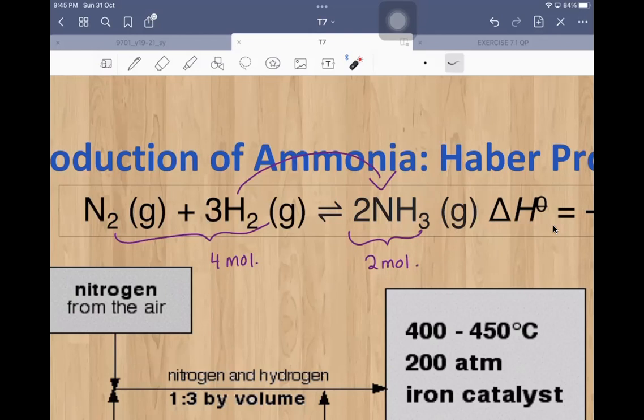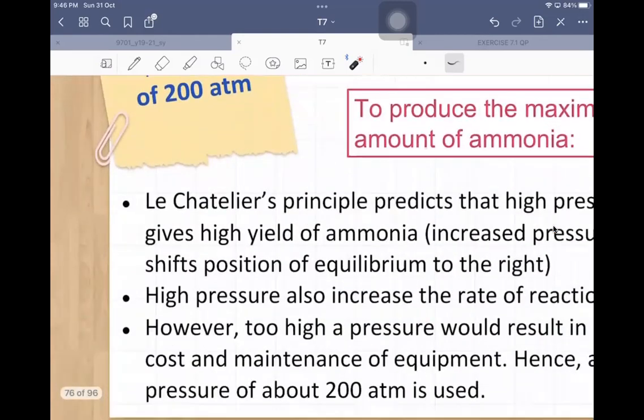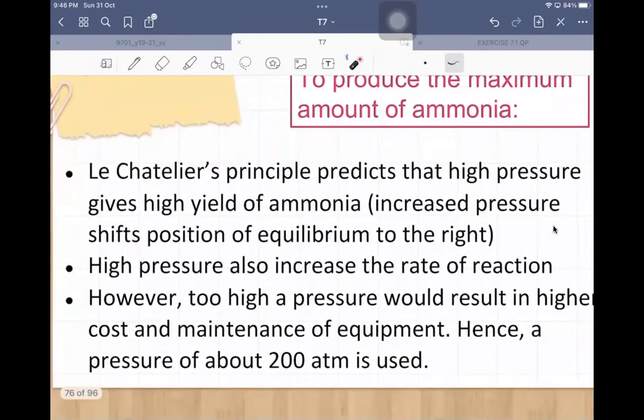But not 100%, although there will be some reversible reaction happening as well, but the majority will be the forward reaction, okay? That means favoring the forward reaction will give you a very high yield of ammonia. That's the reason high pressure will give high yields of ammonia, because the increased pressure shifts the position of equilibrium to the right. Okay, so this is important.